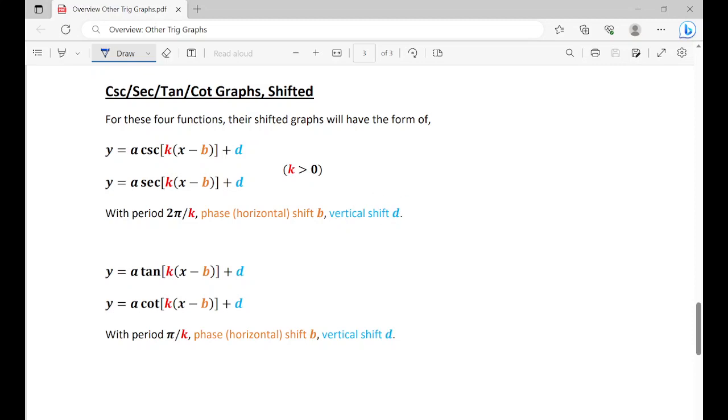For tangent and cotangent, again, they're fairly similar. A tangent of k times the quantity x minus b, then plus d, and then for cotangent, it's a cotangent of k times the quantity x minus b, plus d. And this has a period of pi over k, a phase or horizontal shift of b, and a vertical shift that is d.